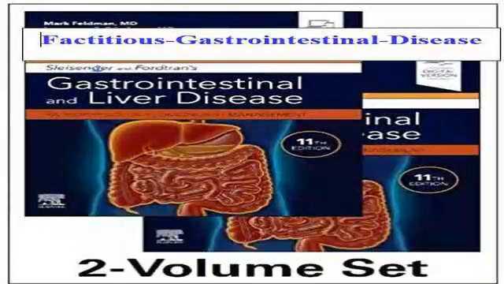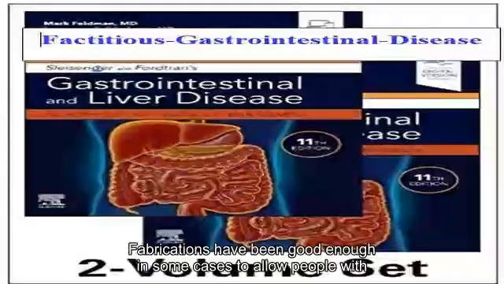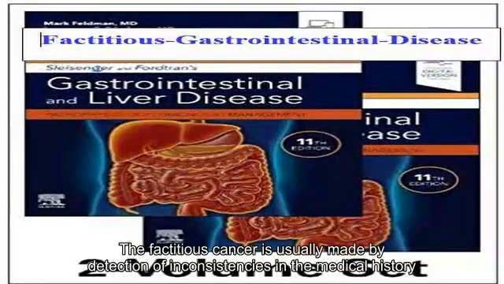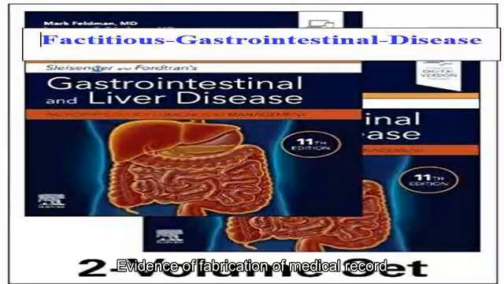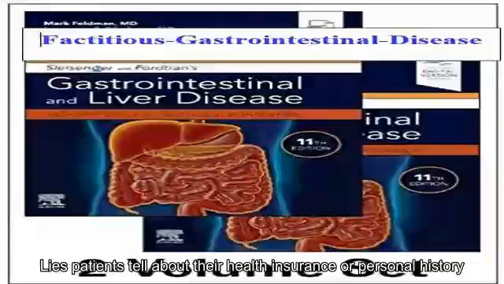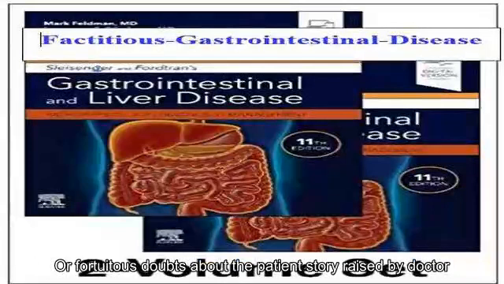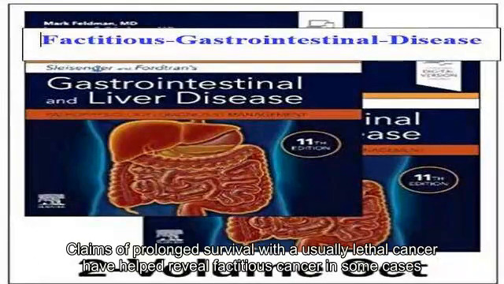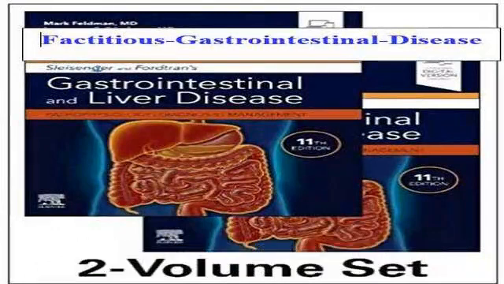Despite oncologists' efforts to review medical records carefully, fabrications have been good enough in some cases to allow people with FD to obtain chemotherapy. The diagnosis of factitious cancer is usually made by detection of inconsistencies in the medical history, evidence of fabrication of medical records, lies patients tell about their health insurance or personal histories, or fortuitous doubts about the patient's story raised by doctors. Claims of prolonged survival with a usually lethal cancer have helped reveal factitious cancer in some cases.